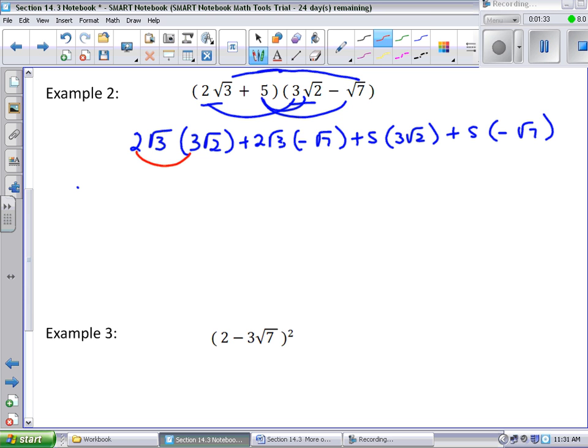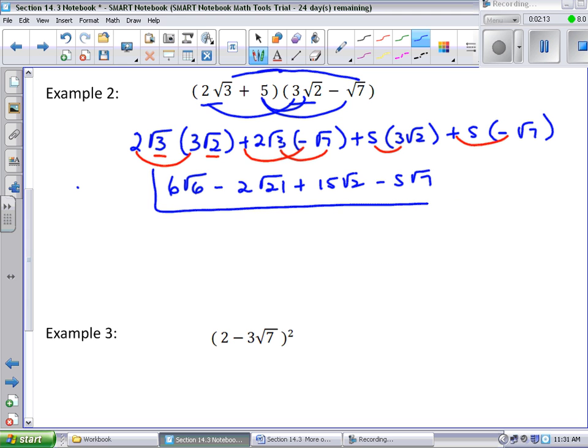So now I'm going to multiply my 2 times 3 and get 6. And then I'm going to multiply my square root of 3 times my square root of 2, and I will get the square root of 6. Then multiplying a positive times a negative will give me negative 2. And when I multiply the square root of 3 times the square root of 7, I'll get the square root of 21. Plus 5 times 3 will give me 15 square roots of 2. And when I multiply positive times a negative for that last, I will get negative 5 square roots of 7.